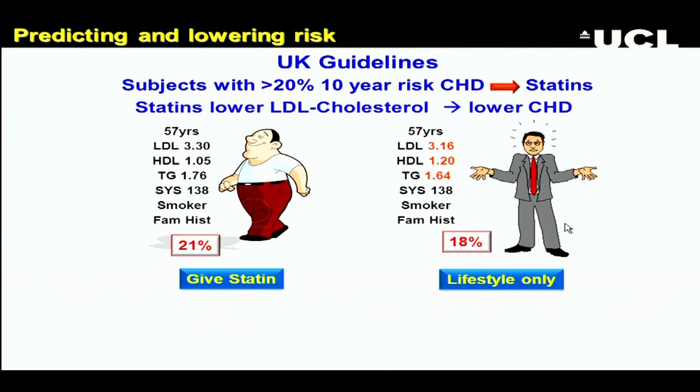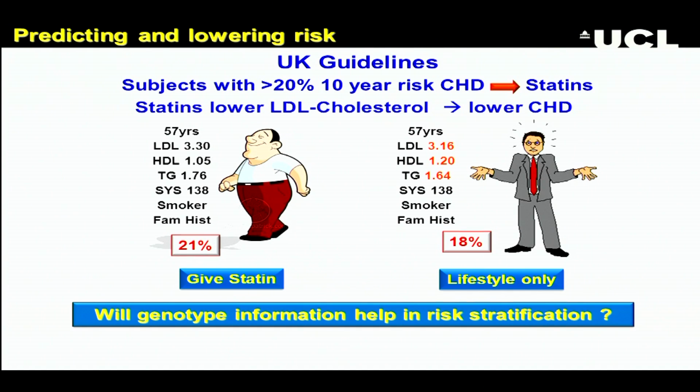Now, it may be that this man here has actually inherited lots of the bad risk alleles. His genetic makeup means his risk is much higher than this individual. So what we really want to do is try to work out tests that would allow us to distinguish people who are at this intermediate risk into those who are genetically high or genetically low risk.